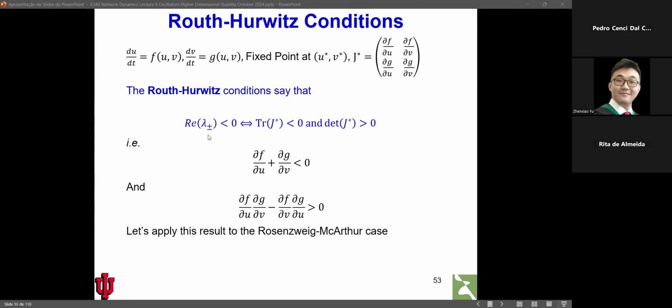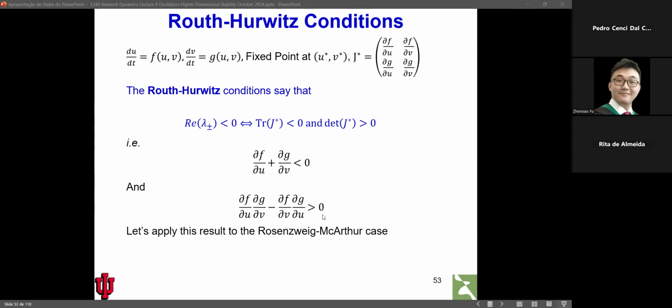So that's what it says. If the real part is less than 0, then the trace is less than 0 and the determinant is larger than 0. So you have the fixed point, and the trace of the Jacobian is going to be the sum, right? So we are saying that the sum, the trace, is less than 0. And the determinant is this times this minus this times this, so this is going to be larger than 0.